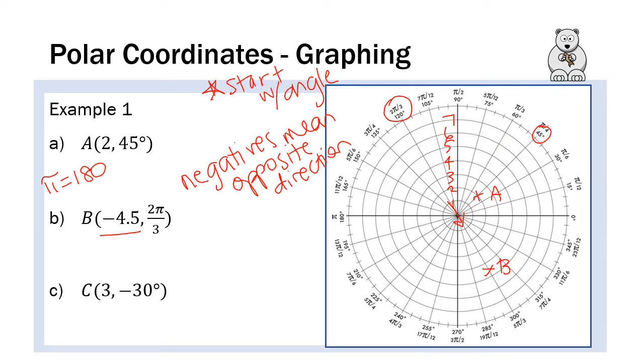Point C. Oh, we got a negative angle this time. So that means we're going to go from this 360, we are going to go in the opposite direction. We're going to go down 30, and to figure out what that is, I am going to subtract it. So it's actually 330, which is right here. And then I'm going to go out 3 towards it because it's positive. 1, 2, 3. So that is point C.